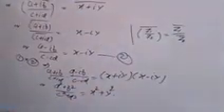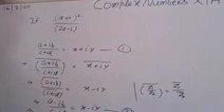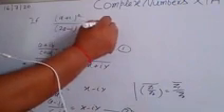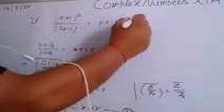So here you have, next question. If (a plus i) whole square upon 2a minus i is equal to p plus iq, then prove that p square plus q square is equal to (a square plus 1) whole square divided by 4a square plus 1. You have to prove this result.